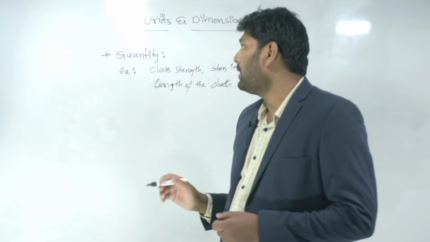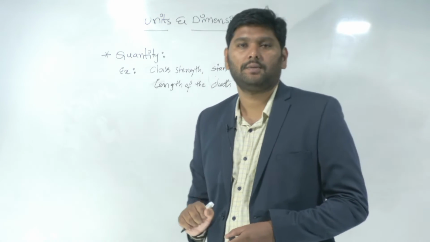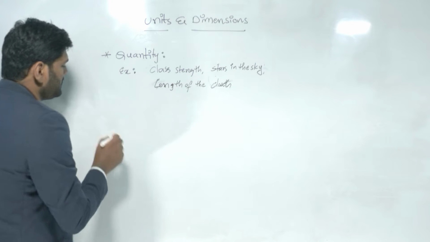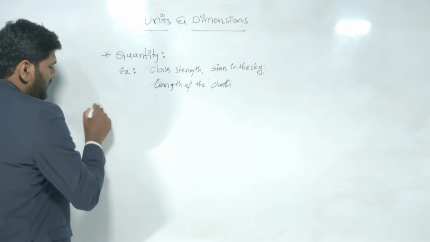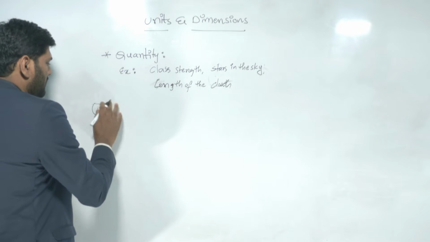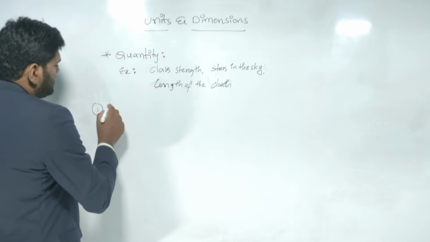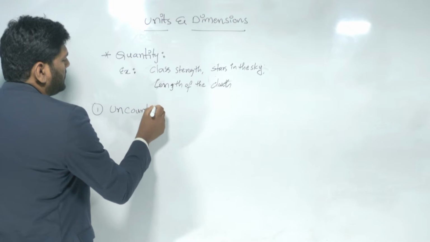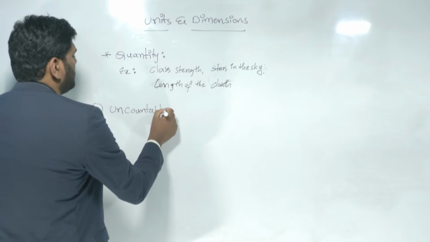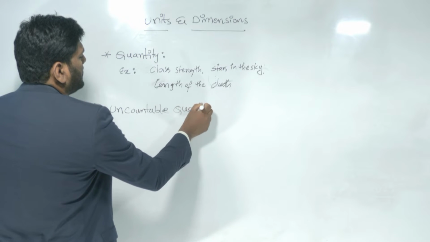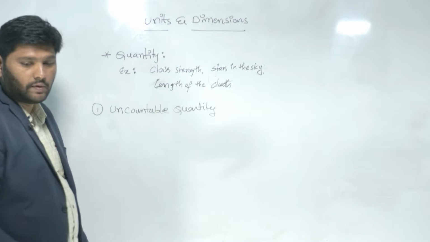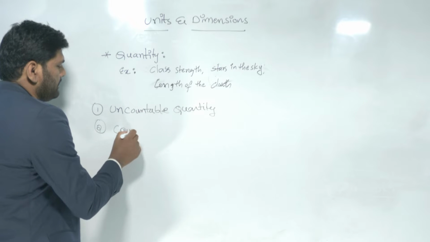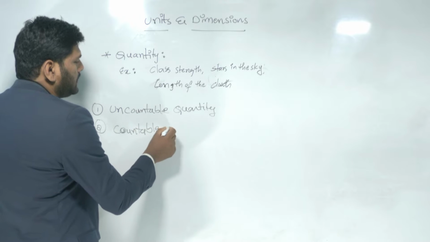But this quantity has two types. The quantities have two types. Let me write the quantity types here. Countable quantities and uncountable quantities. First one is uncountable quantity. The second one is countable quantity.